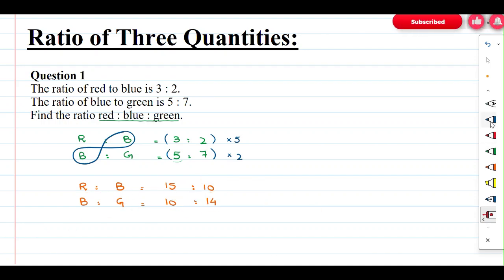So let me write everything down. We need to figure out the ratio for red, blue, green. So red is 15, blue is common, it's the same, which is 10, and green is 14. So these are the ratios of three different quantities. This is how we need to figure it out. Let's take a look at a few other examples.